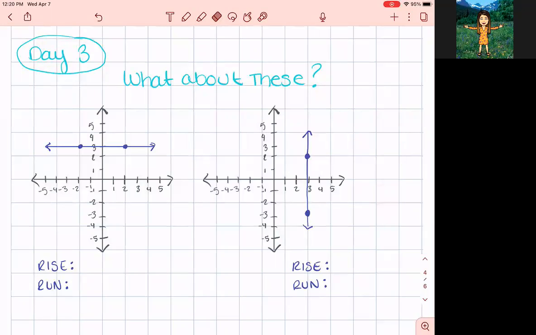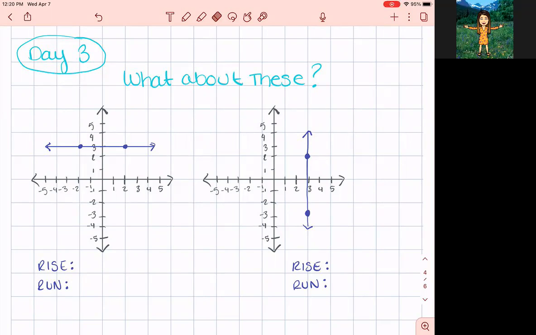All right, so we are on day 3 of our slope notes. These ones are going to be shorter. Day 3 addresses what happens when we get lines like these. So go ahead and copy these 2 graphs down and we'll talk about the slope of these.